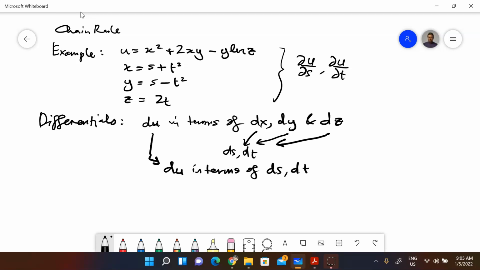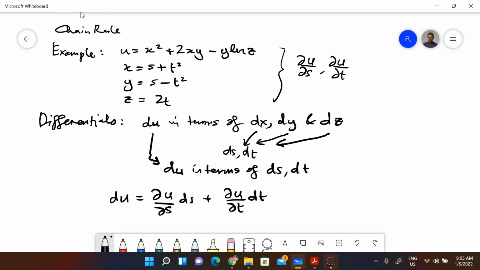Okay, so once you have that, one can start finding your partial u, partial s, and partial u, partial t by remembering that du can be expressed as partial u, partial s ds, plus partial u, partial t dt. Okay, so that was what we did previously.